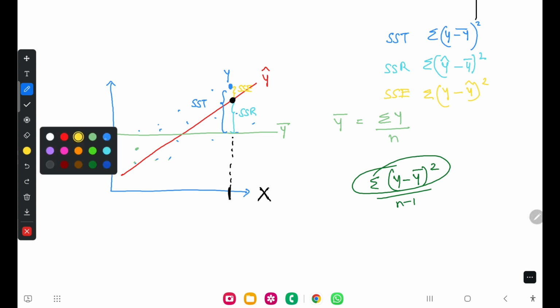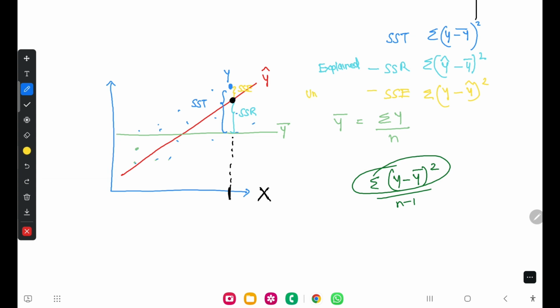So the total variation, as I said before, comprises two things. This is the explained variation because it is covered by the regression line, and the yellow one is the unexplained variation. Now you all tell me, when is the model a good fit? When the explained variation is more or when the unexplained variation is more? You are all correct. When the explained variation is more, that means the x variable, which we have considered the independent variable, is explaining most of the variation occurring in y. That is good, right?